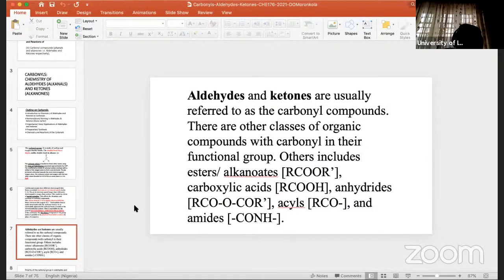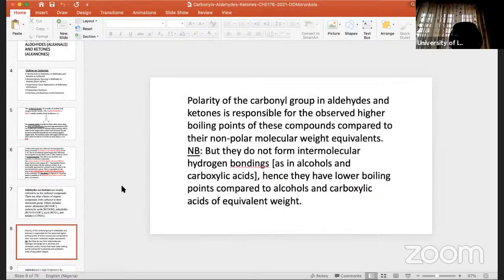Now, these carbonyl compounds are found in other groups apart from aldehydes and ketones, though we refer to them as the main carbonyl compounds. But we have other homologous series of compounds that contain carbonyls, such as your esters or alkanoates, such as the carboxylic acid we're coming to next week, God helping us. Then the anhydrides, the acyl halides, the amides, all these possess carbonyl bonding in them.